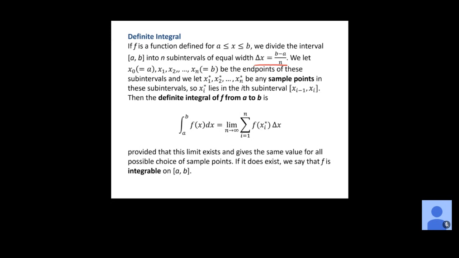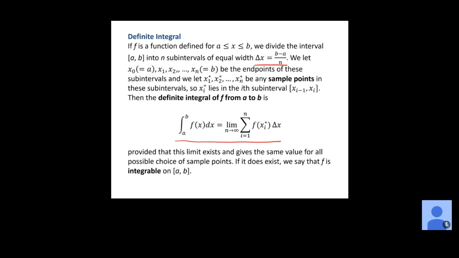Because our width is going to be so negligible, right? It's going to be so small that we don't really need to worry about where that x sub 1 star actually falls within the interval or anything like that, okay? So the main thing to get here is how to find the delta x. And then down here now, the definite integral from a to b of our function dx, right?